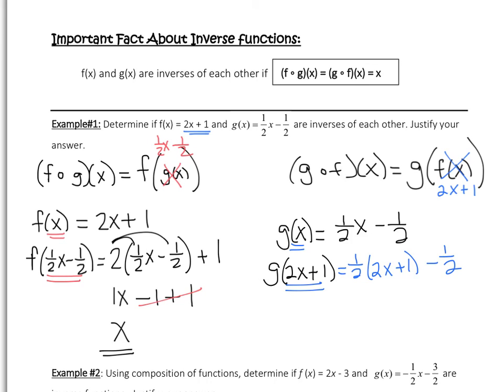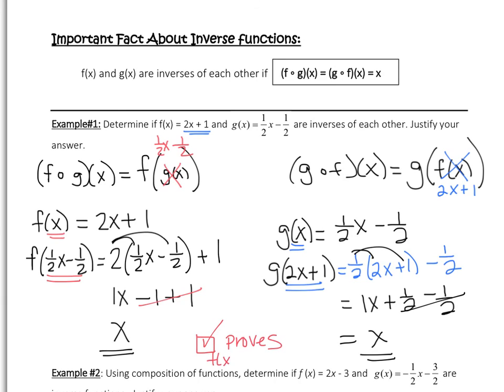Alright, so now let's distribute. 1/2 times 2 is 1, so 1x. 1/2 times 1 is 1/2. And then bring down the minus 1/2. So what's 1/2 minus 1/2? 0, they cancel. And we're left with 1x or just x. So, perfect. They're both inverses of each other because they both come out to x. Awesome. So, yes, put a little check. Proves f of x and g of x are inverses.